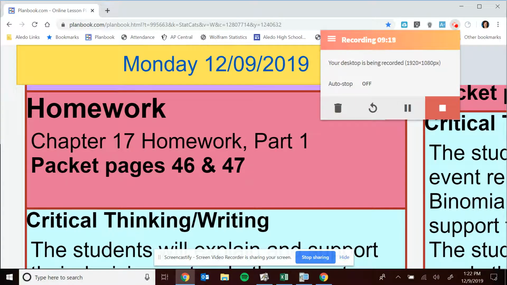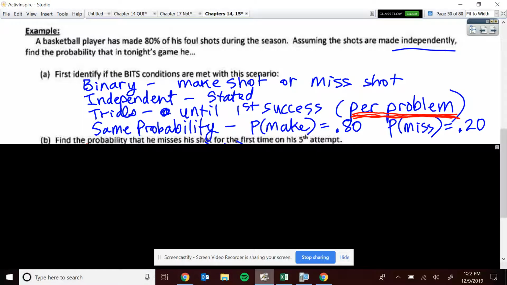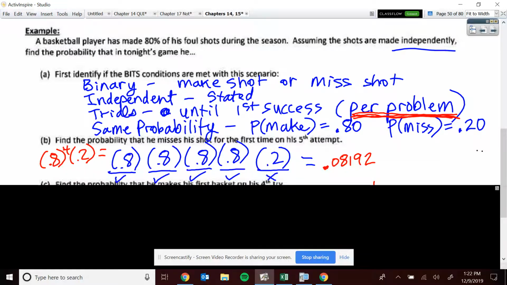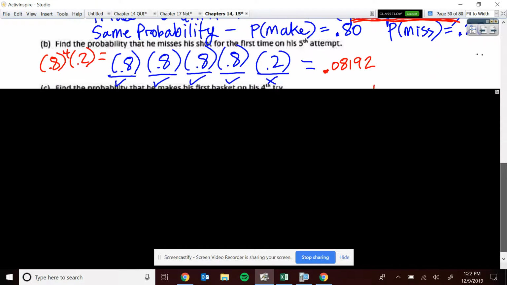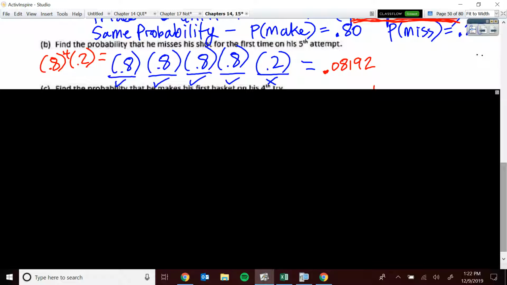I think I'm ready to see how we're doing on those. So we did pretty okay on this one. He misses for the first time on the 5th attempt. So I am putting this miss right here on that 5th spot.